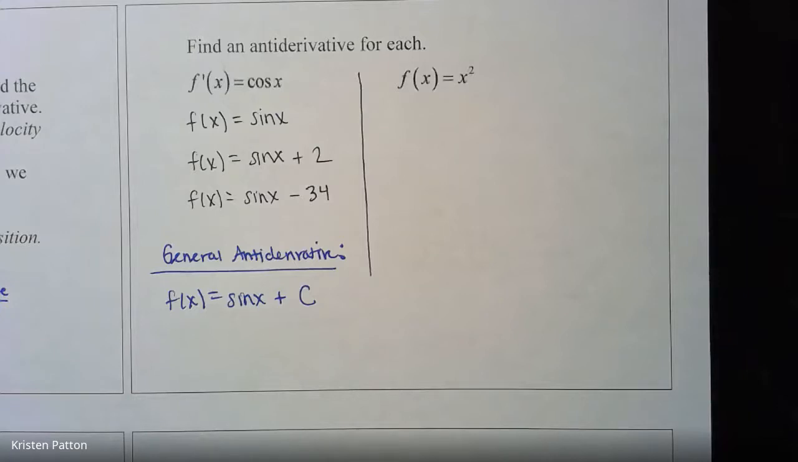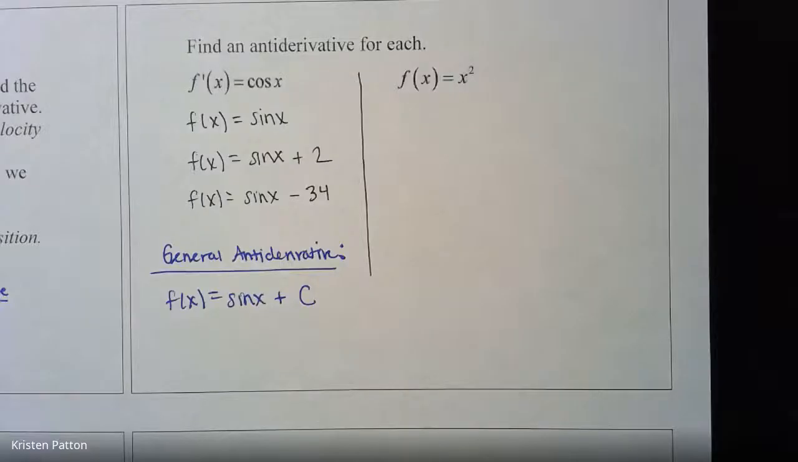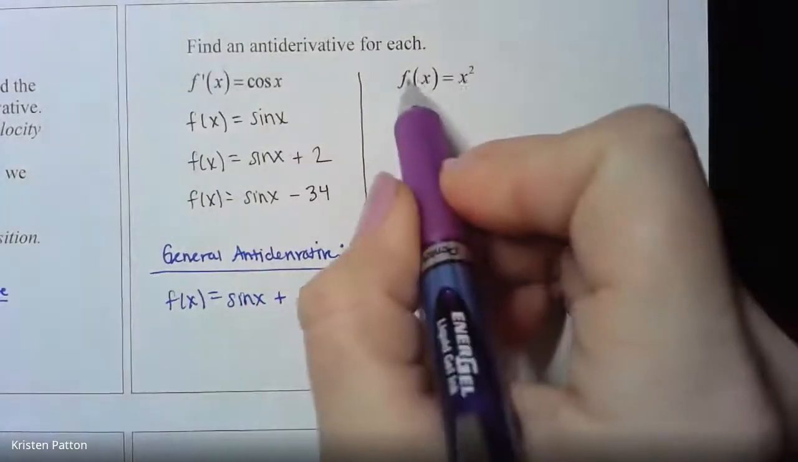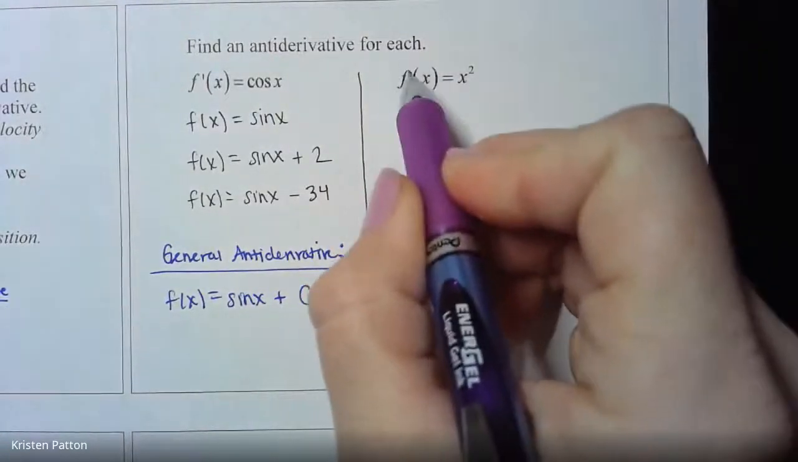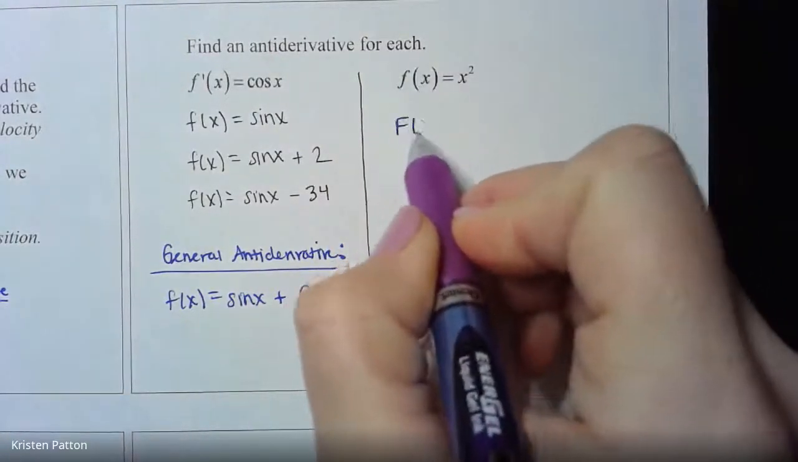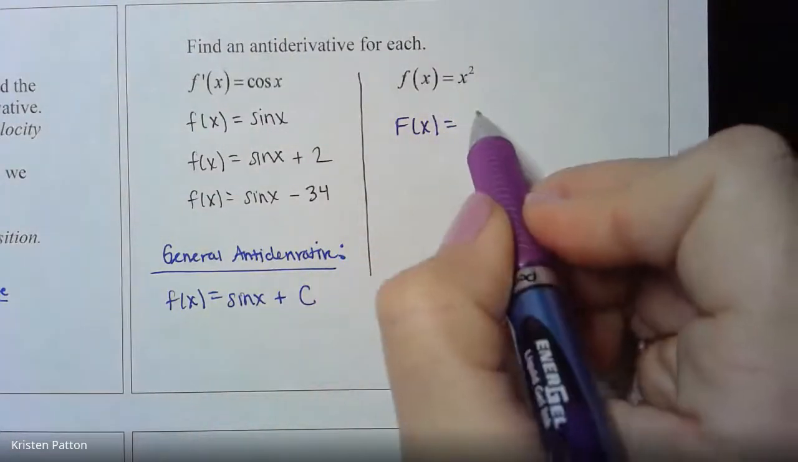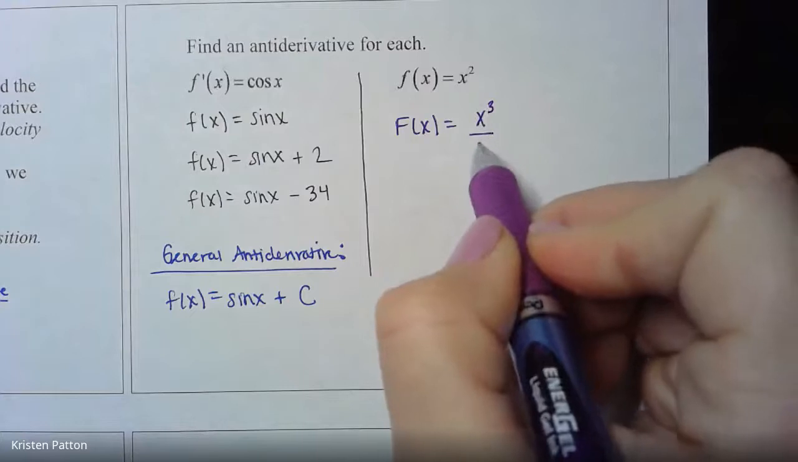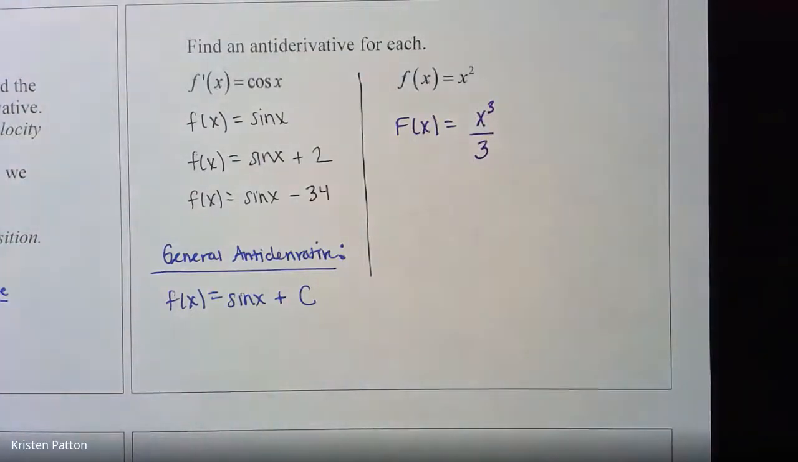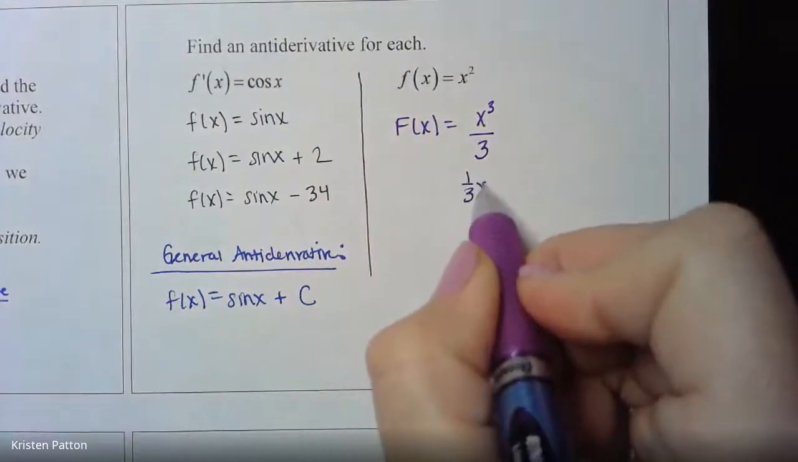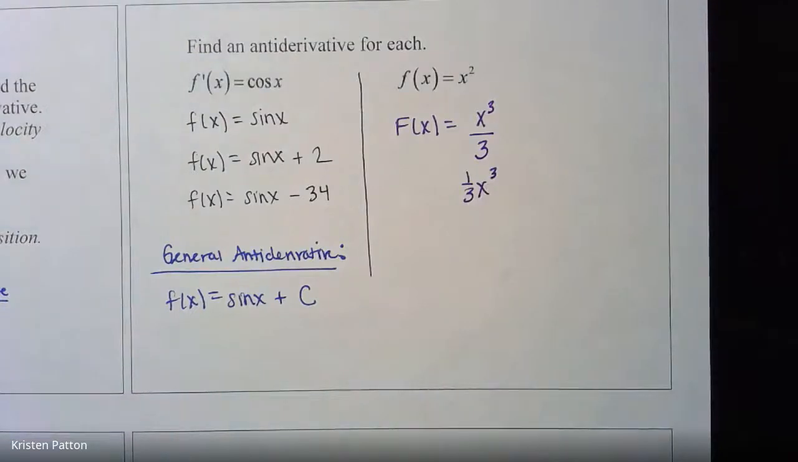Do we have any thoughts? Anyone want to take a stab at it? Would x to the third over 3 work? Well, let's check. So first of all, before I write that down, if my derivative is already called f of x, its antiderivative will be called capital F of x. And Grace said, does x to the third over 3 work? I'm just going to write that as 1/3 x cubed. Same thing, right? Let's check.